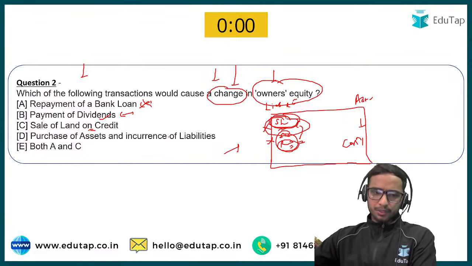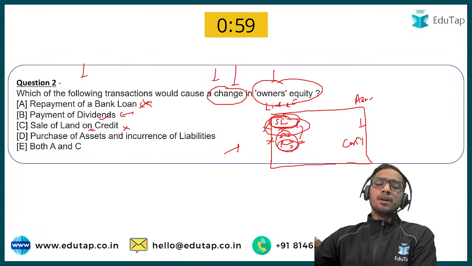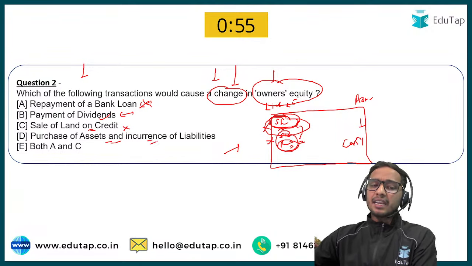Now the fourth option says, third option is also eliminated. Fourth option says purchase of asset and incurrence of liability, again it is not going to impact your shareholders fund. So the correct option would be option number B, that is payment of dividend, right?